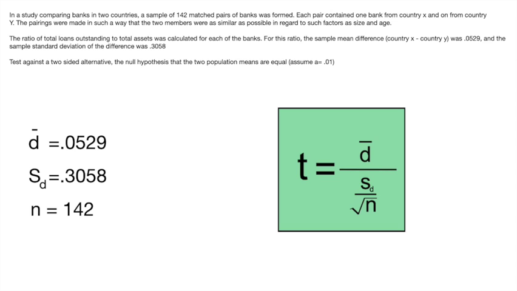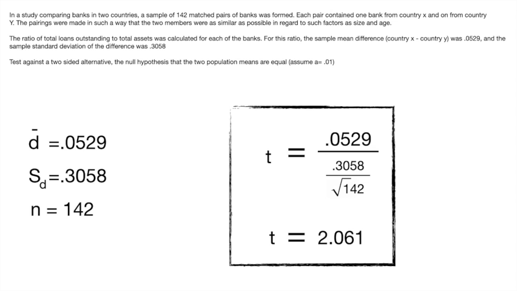All the variables in this equation are pretty much given to us right away. 142 matched pairs, that's going to be our sample size. The difference X minus Y, that's obviously d bar. And the sample standard deviation, which we denote as sd. And just like it's always been, we plug them in, and we get our t-statistic of 2.061. We're going to find out where that lies on the distribution and see if we should reject our null hypothesis or not.